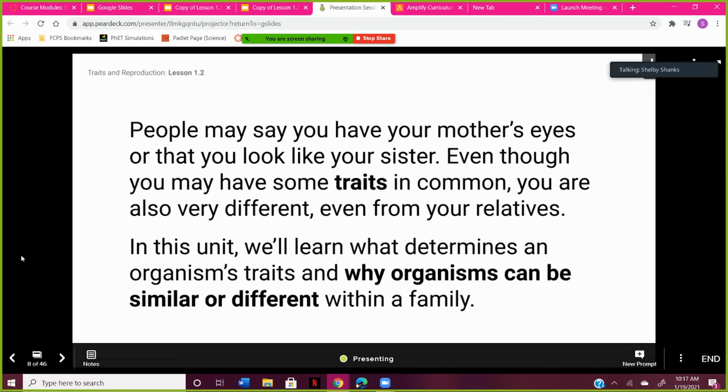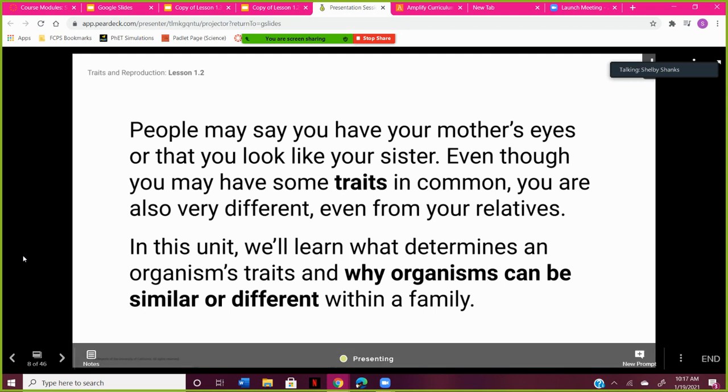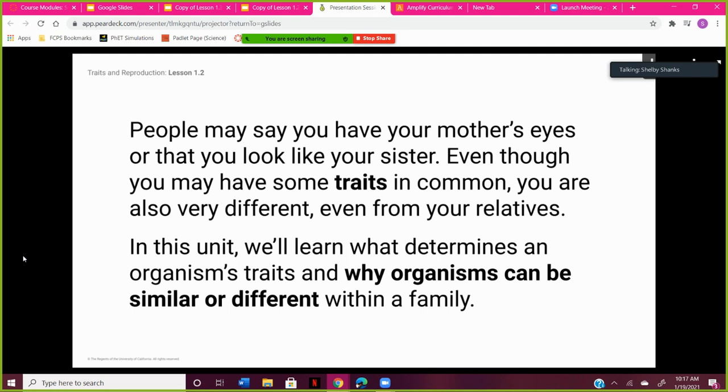People may say you have your mother's eyes or that you look like your sister. Maybe you even have a twin. So even though you may have some traits in common, you are also very different, even from your relatives, even from your mom and dad.